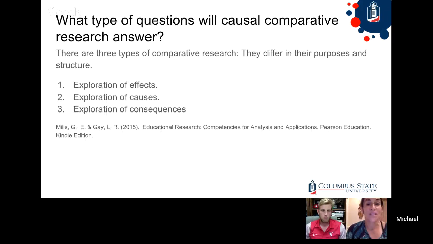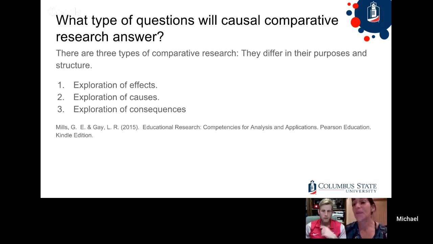What types of questions will causal comparative research answer? Well, there are three types of causal comparative research. They differ in their purposes and structure. They are exploration of effects, exploration of causes, and exploration of consequences.